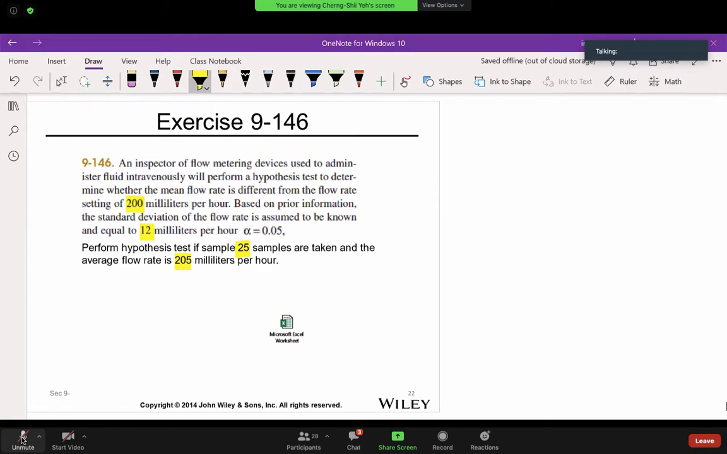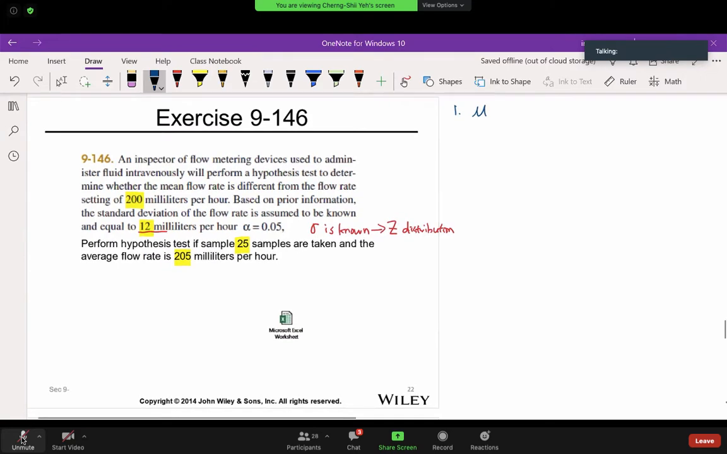I'm going to highlight this 12 milliliters, which is my population standard deviation. In this case, the population standard deviation is given. Based on this information, we know we're going to use a z distribution. So let's start. First of all, what is our parameter of interest? Our parameter of interest is the flow rate.